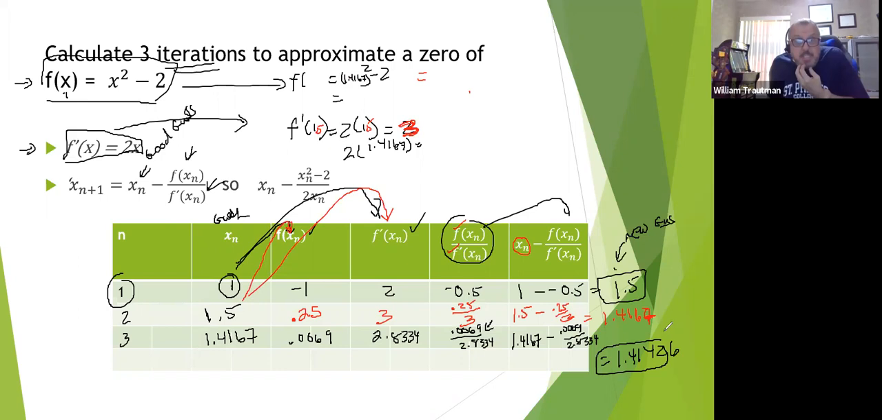So after 3 iterations, this is just an approximation by Newton. This is not the exact answer. Newton approximated the square root of 2 by finding the zeros of this function, and it just so happens that it's exact to 4 decimal places without using a calculator. That's pretty cool, I think. We didn't do anything that we couldn't do by hand if we didn't have a calculator. Newton didn't have a calculator, and look what he did.